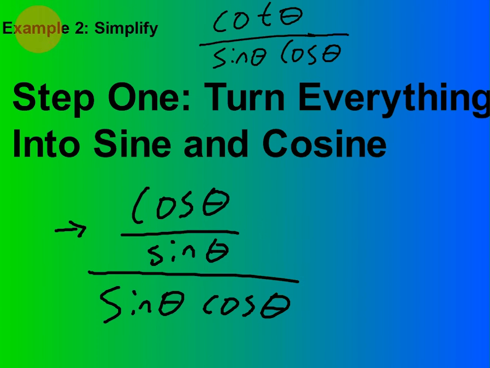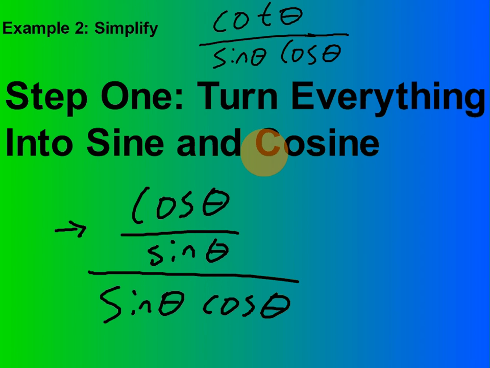All right, we're going to look at our second example of quotient identities. This example says to simplify cotangent of theta divided by sine of theta cosine of theta. You can see this one's a little bit more advanced than the first example we did, but that's okay because we're going to follow the same steps. Step one is to turn everything into sine and cosine. Again, I teach it this way because it always works.